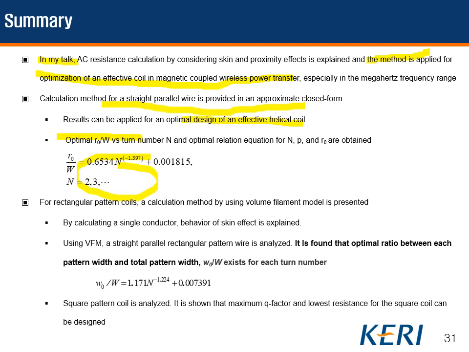Also, the volume filament model is explained shortly. By using the volume filament model, printed parallel conductors are analyzed. From analysis, it is found that the optimal ratio between each pattern width and the total pattern width can be obtained for each turn number here. Finally, we show that the method will be able to design the coil of maximum Q factor with metal thickness and the coil width and length fixed.